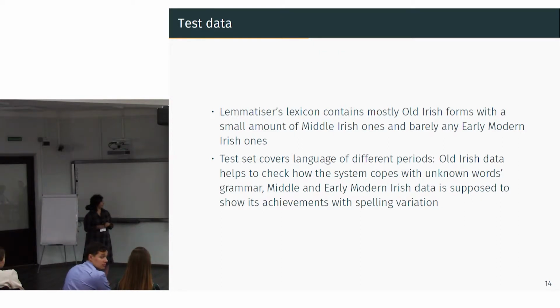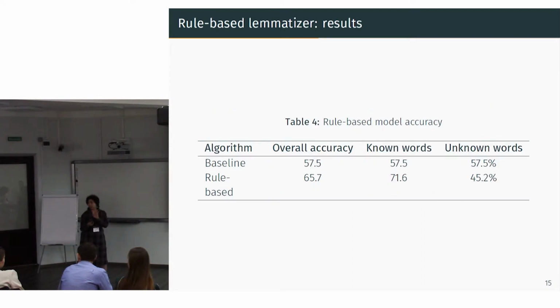The Old Irish data is supposed to check how the system copes with a known word's grammar, while Middle and Modern Irish data, the later ones, is supposed to show how the system copes with spelling variation. The spelling variation depends on the period. So here are the results. They're not very nice. So the rule-based models are not very effective.